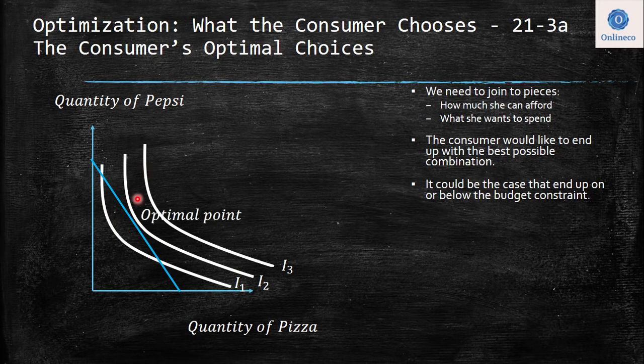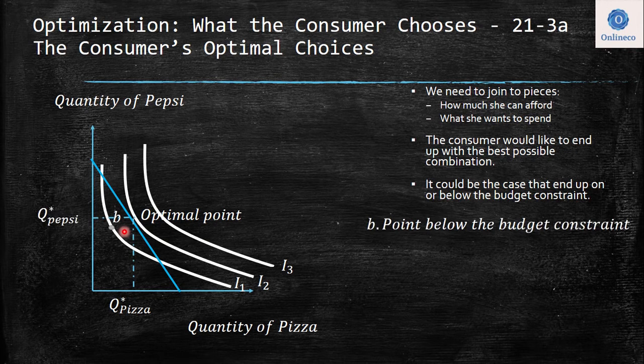So the situation is that this exact point, where you touch the highest curve, should be the best situation. Then this is the optimal quantity of pizza and the optimal quantity of Pepsi. What about B? As I said before, this is a point below the budget constraint, and A, this point is out of the budget constraint, is not reachable.